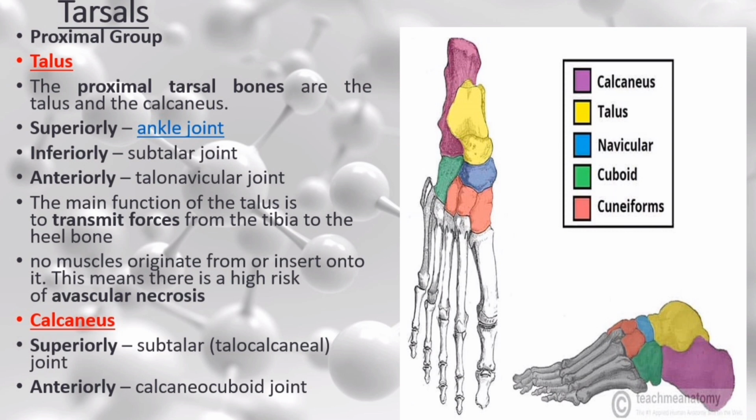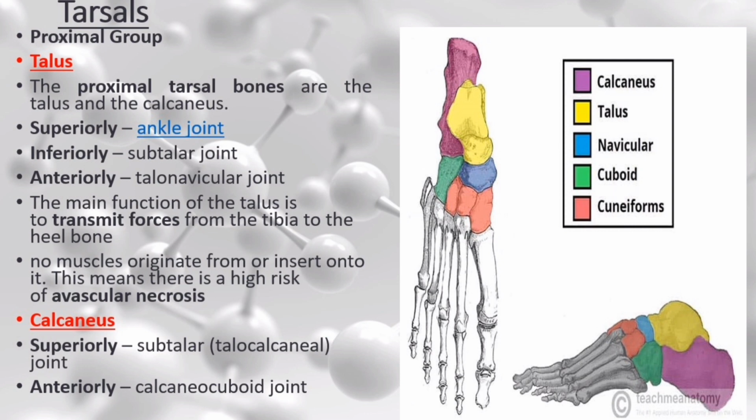It has 3 articulations. Superiorly, ankle joint, between the talus and the bones of the leg, the tibia and fibula. Inferiorly, subtalar joint, between the talus and calcaneus. Anteriorly, talonavicular joint, between the talus and the navicular. The main function of the talus is to transmit forces from the tibia to the heel bone, known as the calcaneus. It is wider anteriorly compared to posteriorly, which provides additional stability to the ankle. Whilst numerous ligaments attach to the talus, no muscles originate from or insert onto it. This means there is a high risk of avascular necrosis, as the vascular supply is dependent on fascial structures.